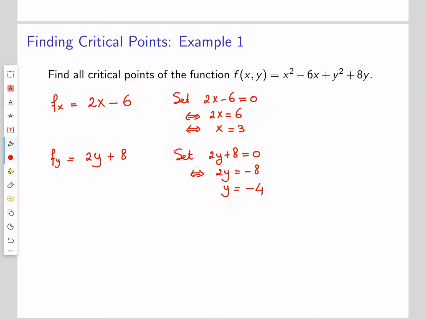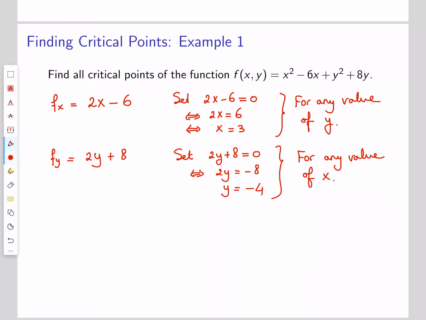So in this particular case, the derivative with respect to x does not involve y at all. So for any y, as long as x is equal to 3, the derivative with respect to x is equal to 0. That's really important. This is true for any value of y. Similarly, the derivative with respect to y does not depend on x. So as long as y is equal to minus 4, we're good. So this is true for any value of x.